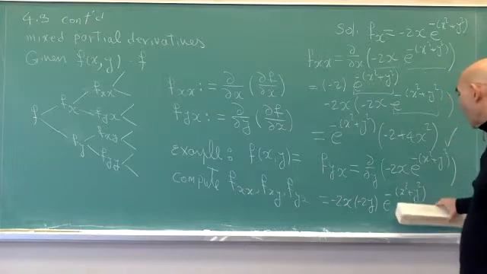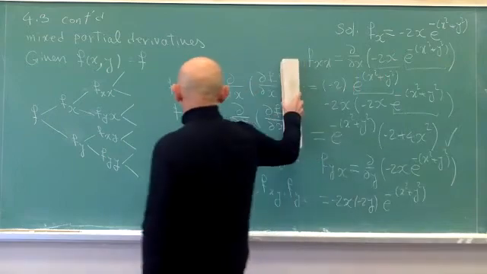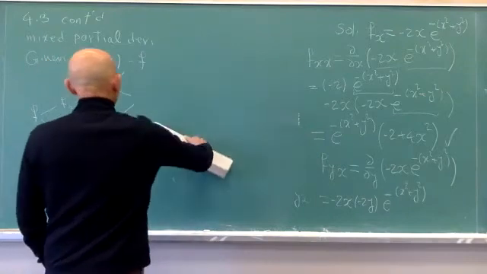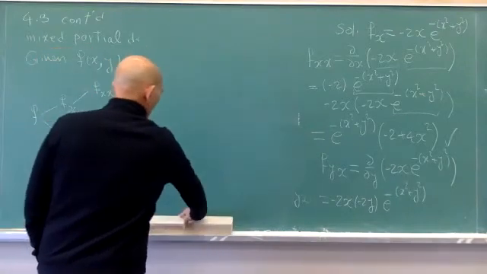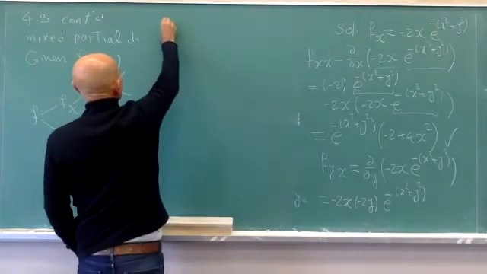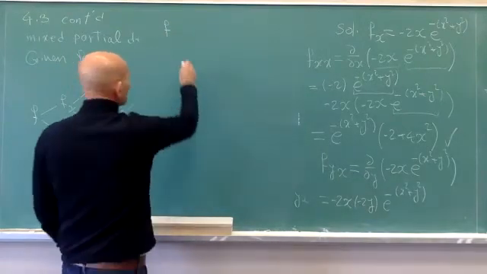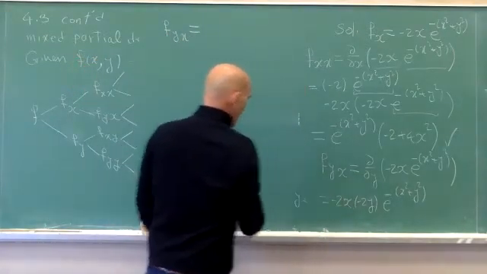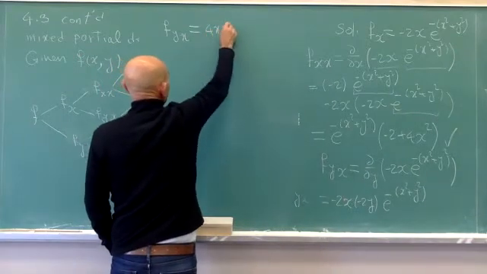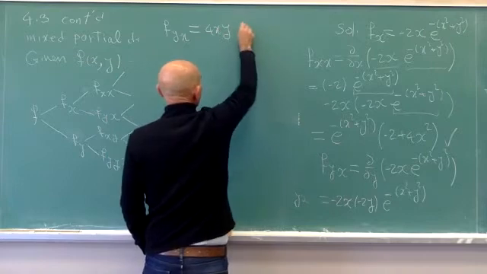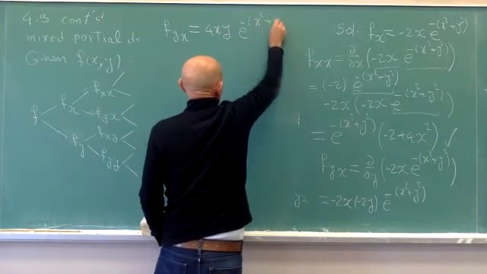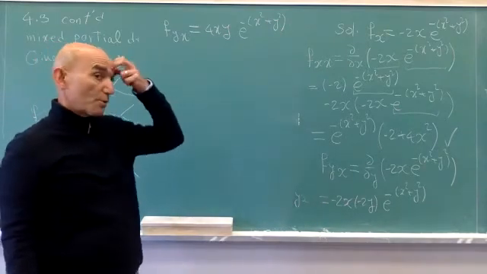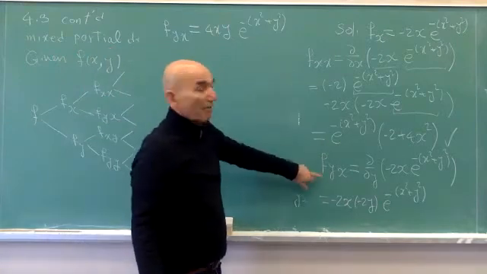Okay, so overall now what we've got is that f sub yx, rather, you just have to multiply this thing with 4xy exponential of minus x² plus y². Okay, so far we have solved two of these problems, fxx and fyx.